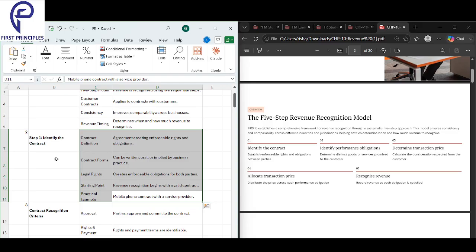The practical example we have already looked into is a mobile phone. You pay the company, they give you the service. That is identifying the contract.